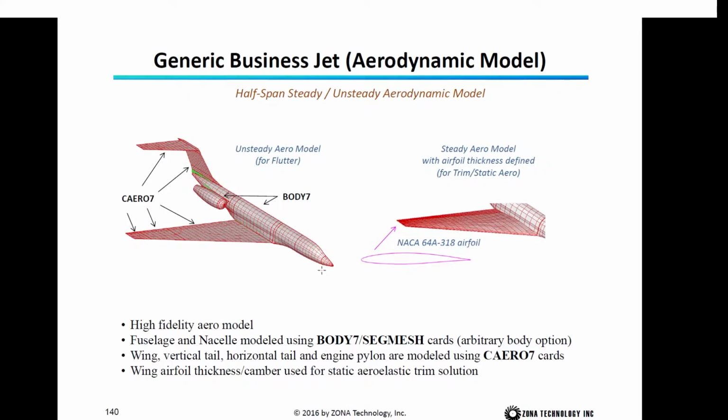The aerodynamic model is a half-span model. The fuselage and the engine nacelle are modeled by BODY7, both are cards, and the vertical tail, horizontal tail, the pylon and the wing are modeled by CAERO7. On the wing, we have an airfoil specified by the PAFOIL7 card, and this will create lift even at a 0 angle of attack because it is not a symmetric airfoil. This lift and moment we call mean flow, and it is defined by the trim variable called thick cam.